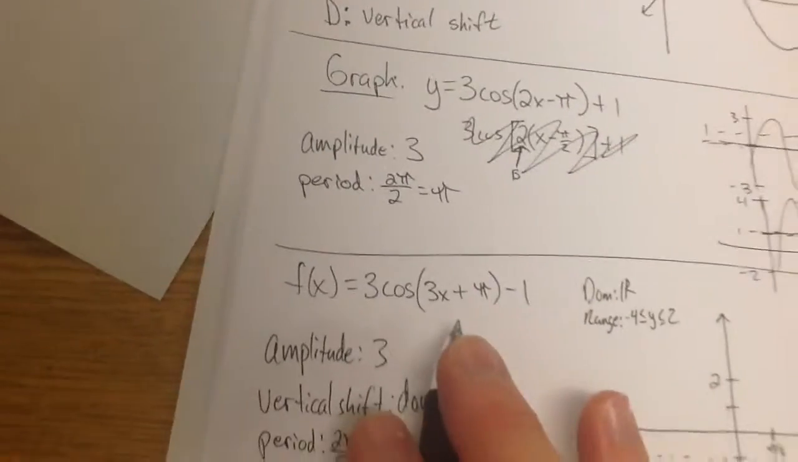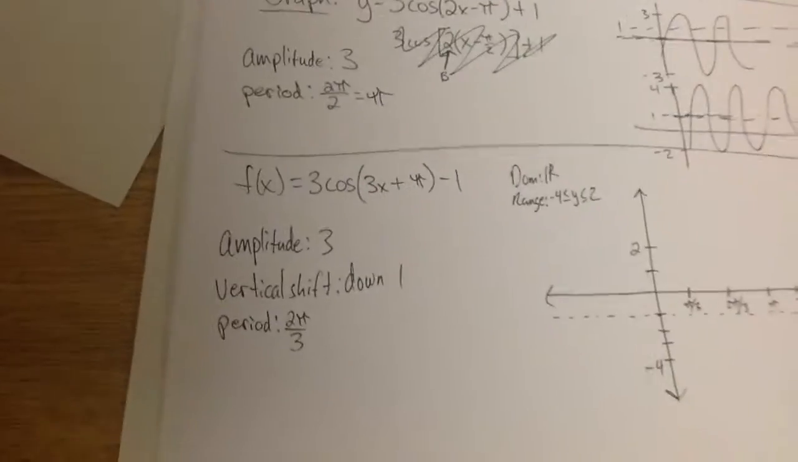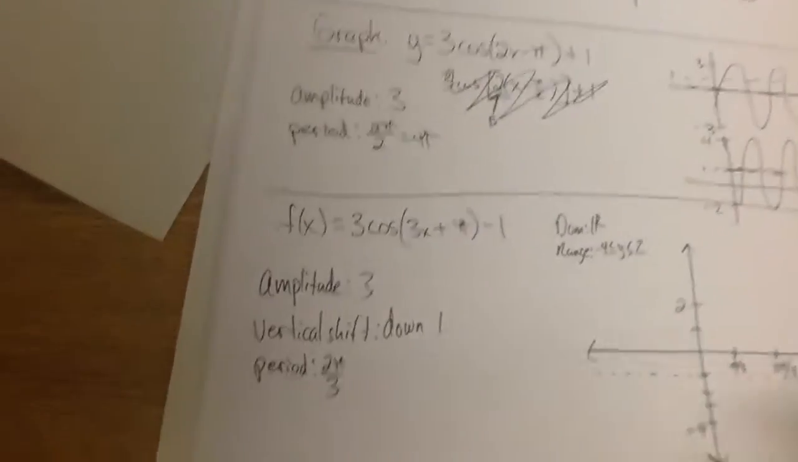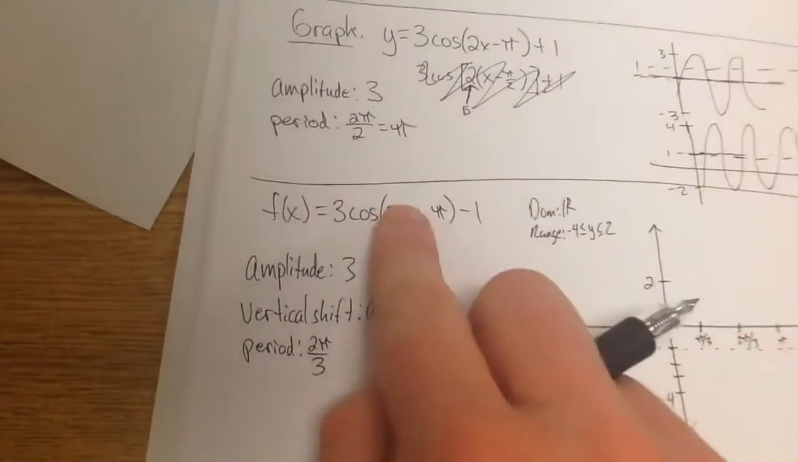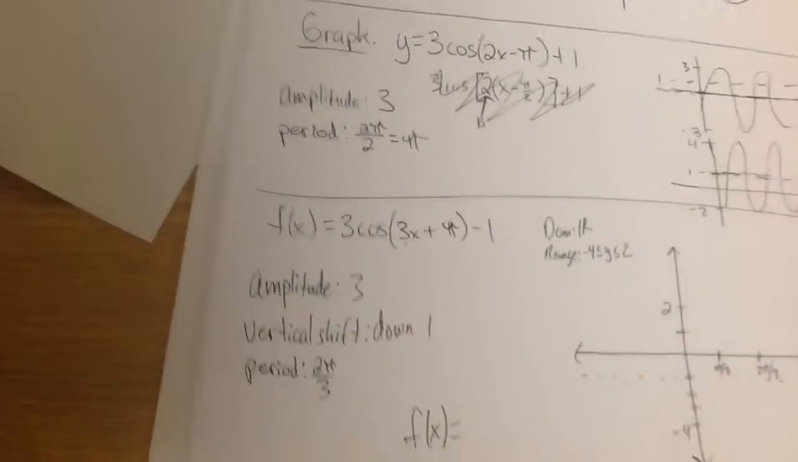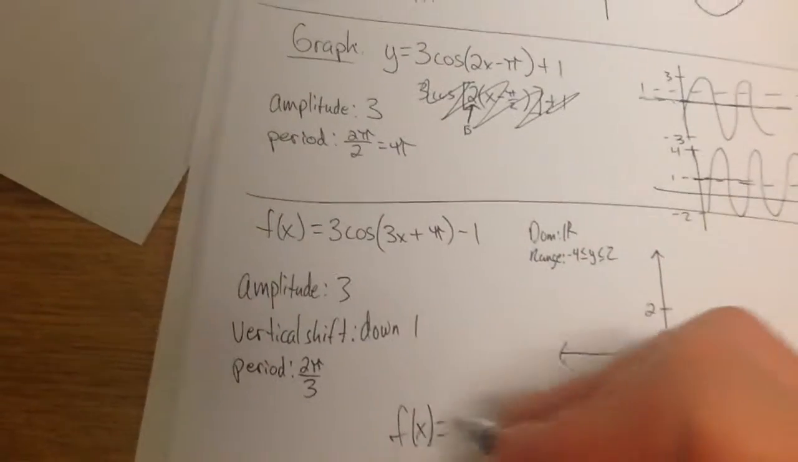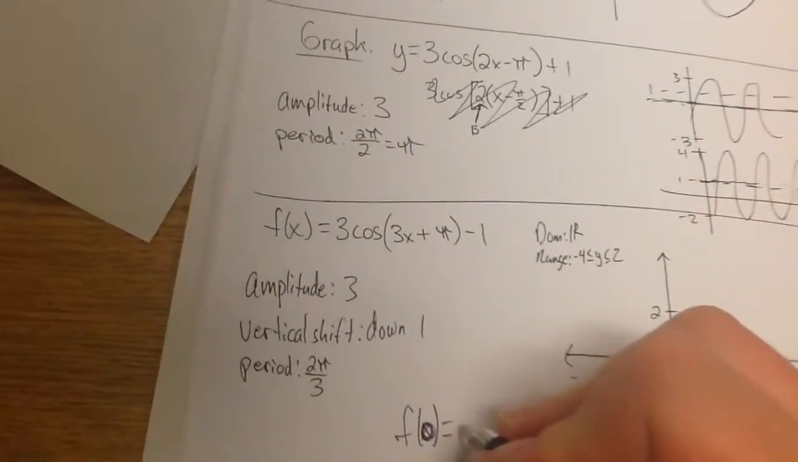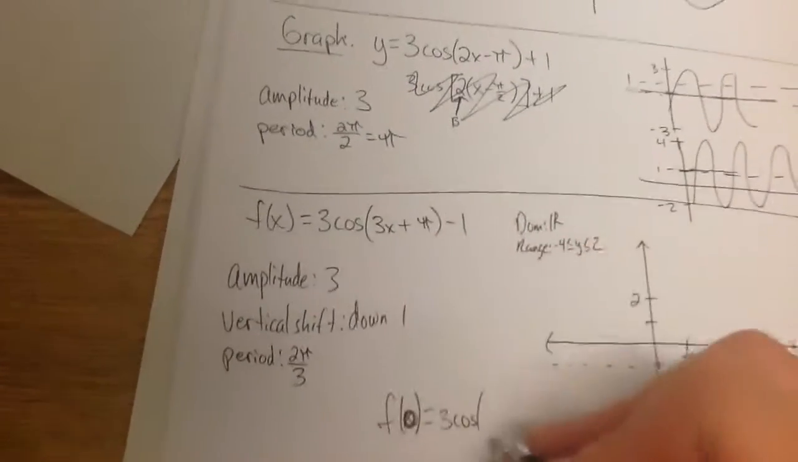And I told you horizontal shift, that can be tricky. So at this point, I would just plug in numbers. If I plug in 0 for x, where am I at? This is really the only reason I wanted you to do this, to get used to plugging in numbers. So f of 0, I have 3 times the cosine of 0 plus pi, minus 1.